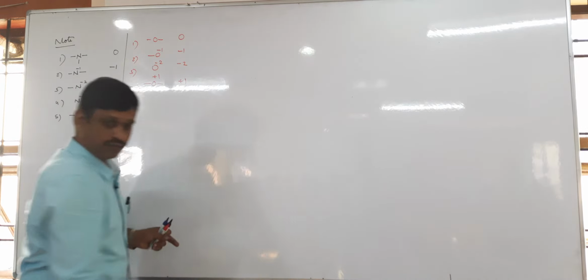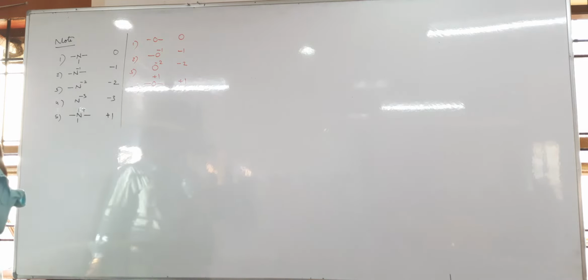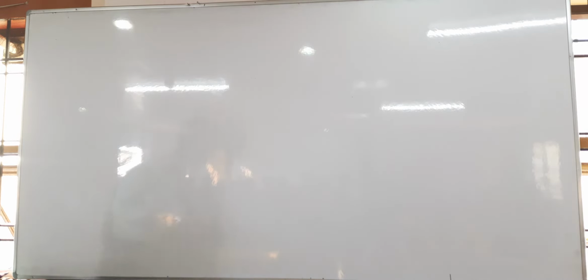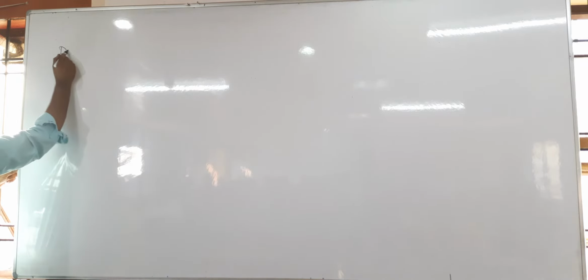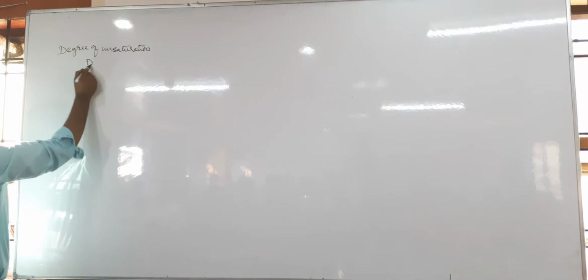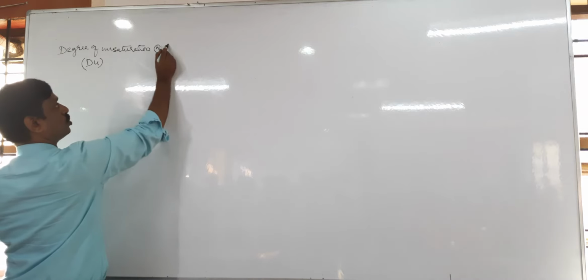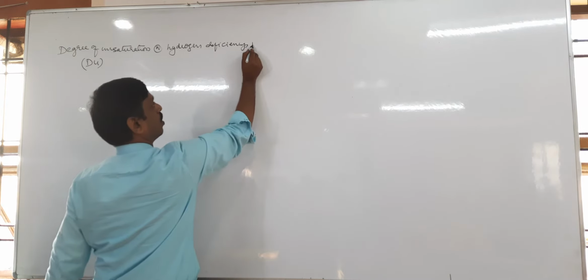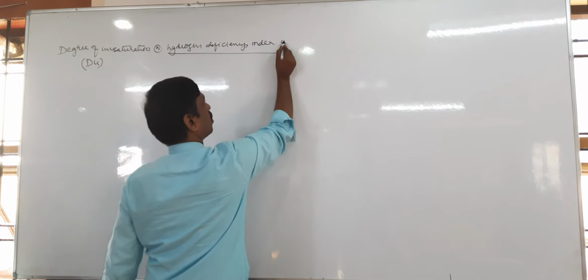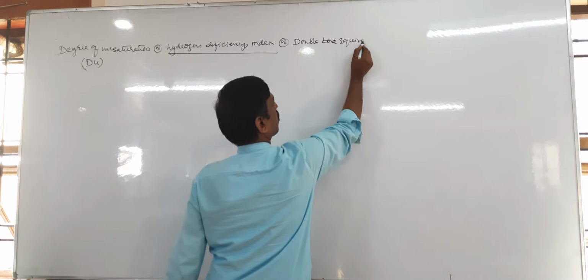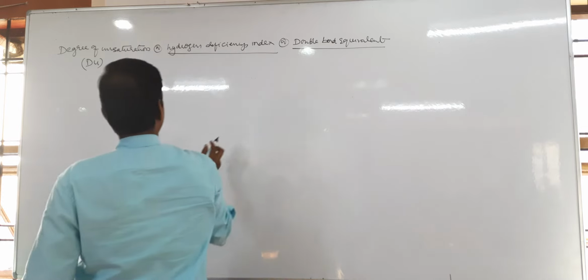Okay, so that is the degree of amines. So next write degree of unsaturation. Degree of unsaturation, which is also called DU or hydrogen deficiency index. It is also called double bond equivalent.